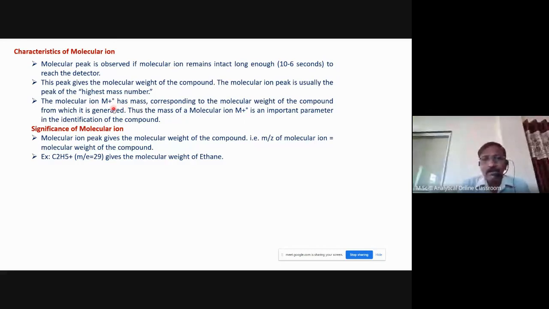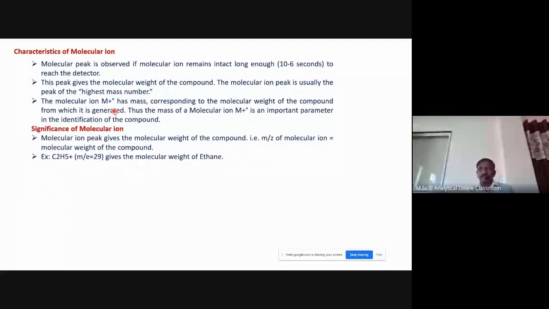So why is the molecular ion peak very important? Because it has the same mass as the compound, and there is no change in the mass. So when we observe the M plus ion, it indicates the exact weight of the corresponding compound. The molecular ion peak gives the molecular weight of the compound, that is, m/z of the molecular ion is equal to the molecular weight of the compound. Suppose we take C2H5 plus, that gives the molecular weight of the corresponding ethane. That is how the fragmentation pattern appears.